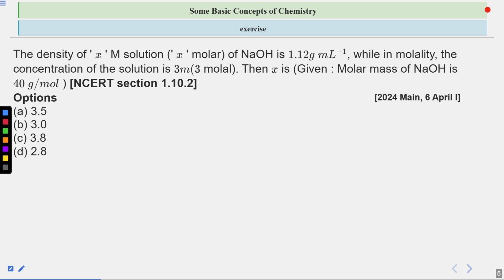So this is a question from the 2024 mains, which was asked on the 6th April on the first shift. It is given that the density of X molar solution is 1.12 gram per ml. While in molality, the concentration of the solution is 3 molar. So in this case, you have the molality and you have the density as well. You have to find the molarity of the solution. So your time to solve this question starts now.